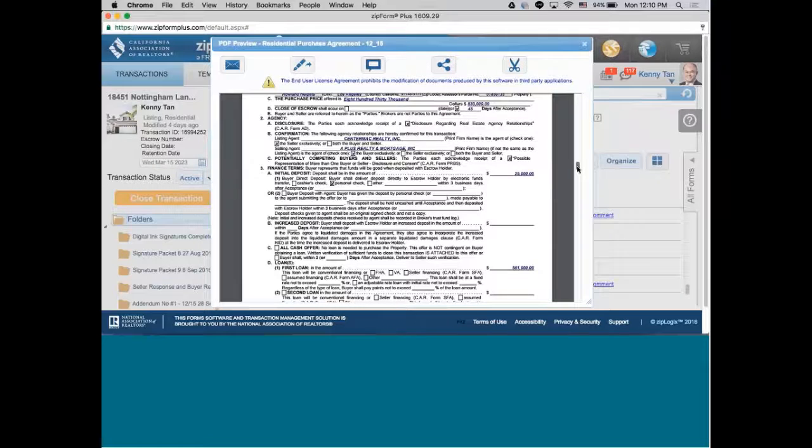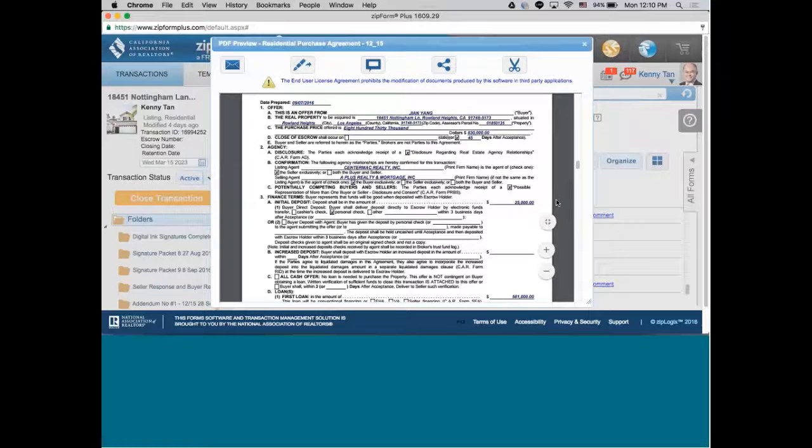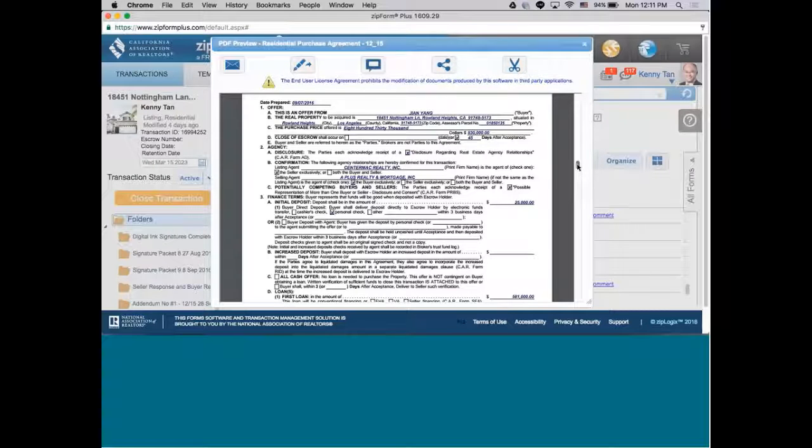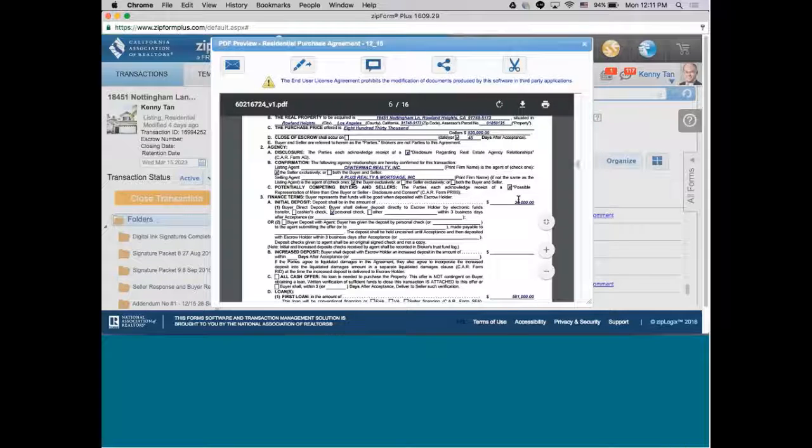I usually would like to check to make sure they give me the proper amount for the deposit. I want to make sure I have at least 3%. So I do the math. I probably have around $25,000. So that number is okay. Now, if it's less than 3%, I certainly will want to state in the counter that I want to.